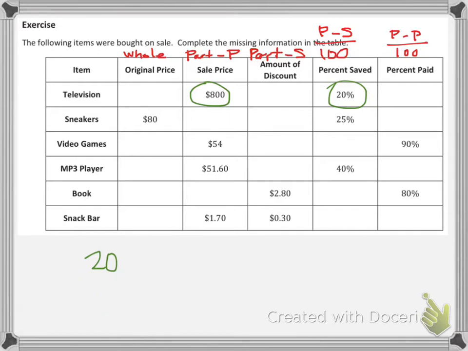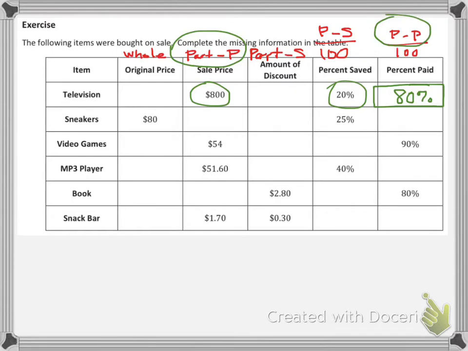And let's think about what we have here. I don't have what I need. I just showed you that doesn't work. But we can fill in this one pretty easily. Right? If I save 20%, then I have to pay 80%. Those two have to add up to be 100. And now look, I have a part paid and a part paid. Those match, so I can use them.